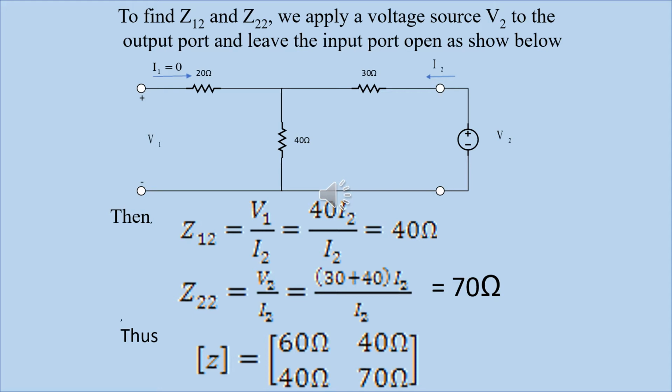Our Z22 is V2 over I2. V2 is the total voltage drop in the circuit, and the voltage drop across the 40 ohm and the 30 ohm resistor is 70 I2. So our Z22 will be 70 ohm. To put it in matrix form, we have 60 ohm, 40 ohm, 40 and 70 ohm.